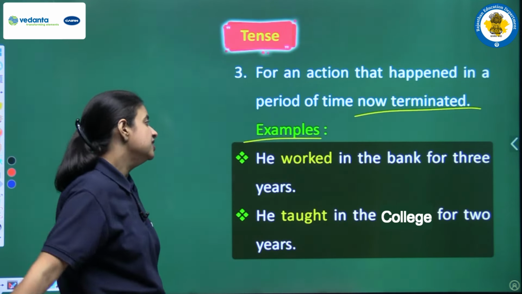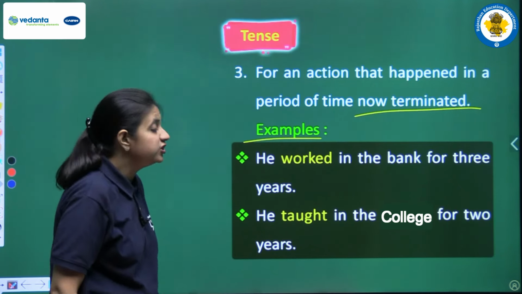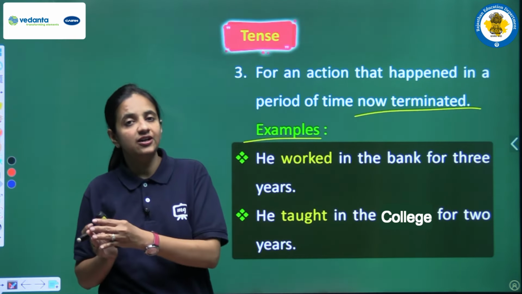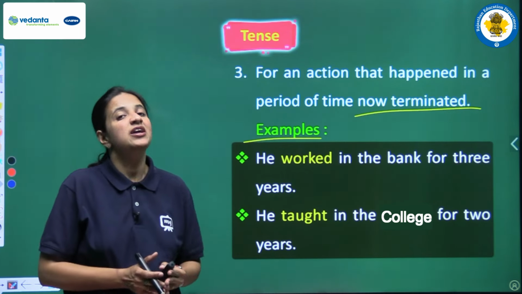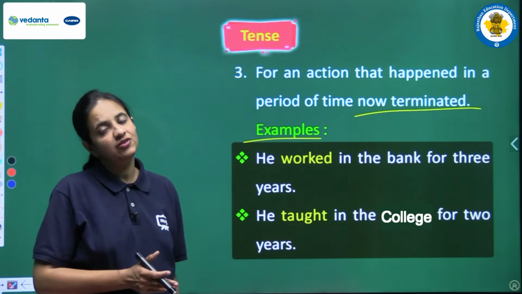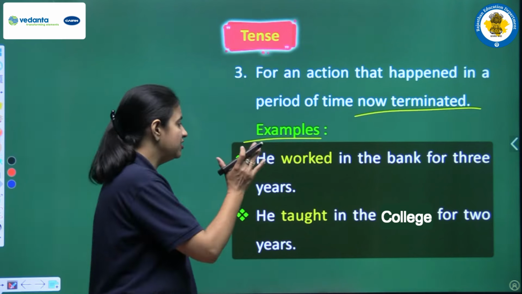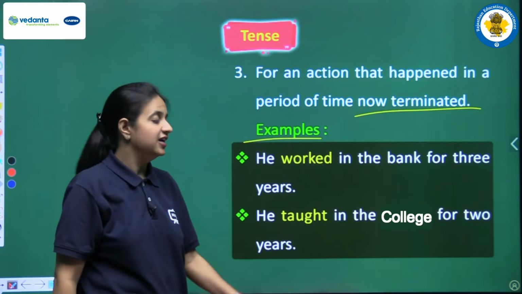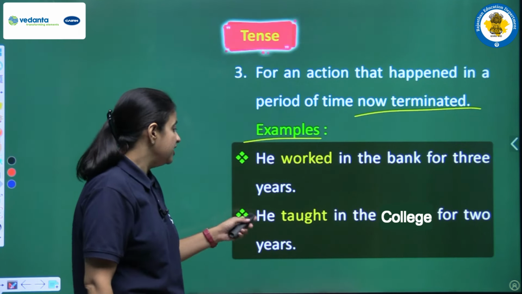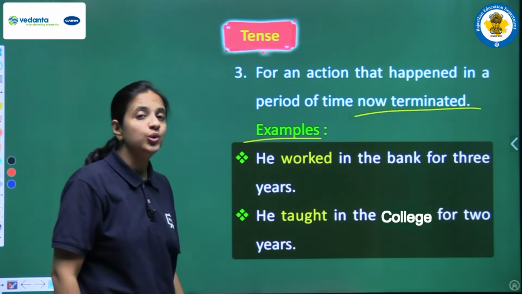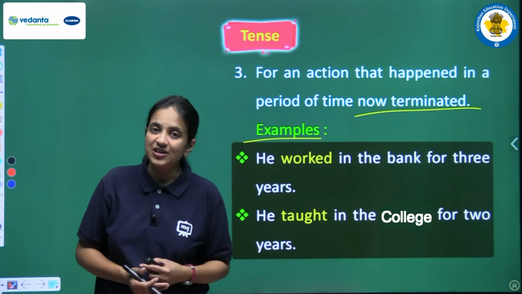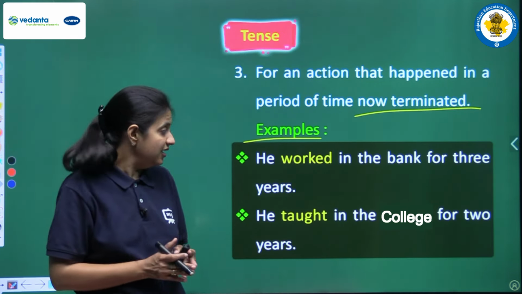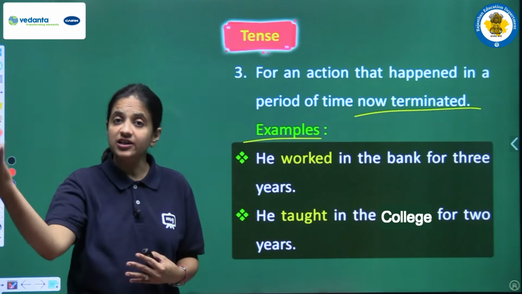The first one is: he worked in the bank for 3 years. Right now he is not working there, but earlier for 3 years he was working in that bank. So we will write past simple tense, and we will write the sentence he worked in the bank for 3 years. Second example that we are having: he taught in the college for 2 years. So again, right now he is not teaching there, but earlier for 2 years he taught in that college.